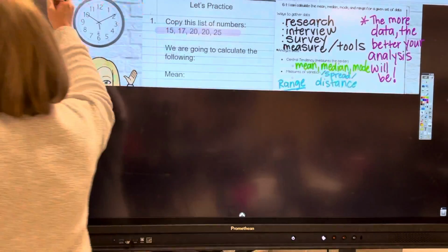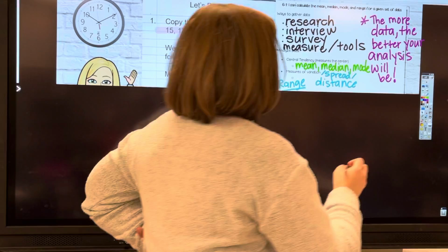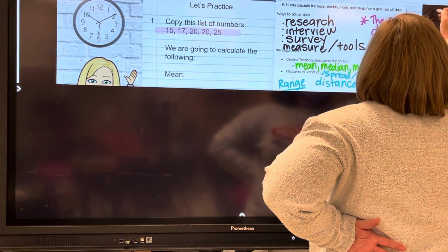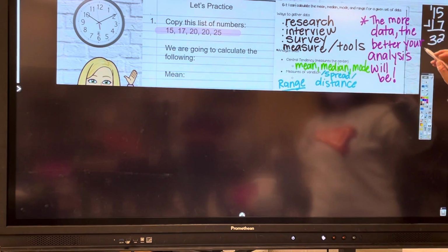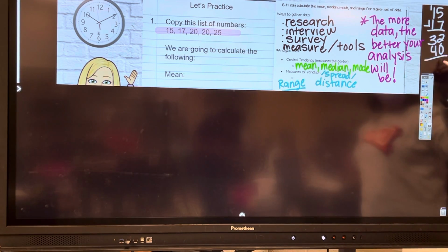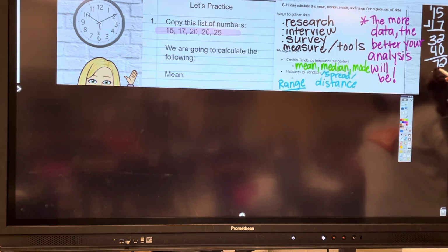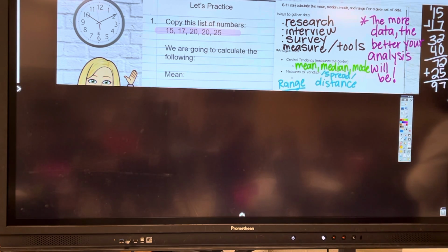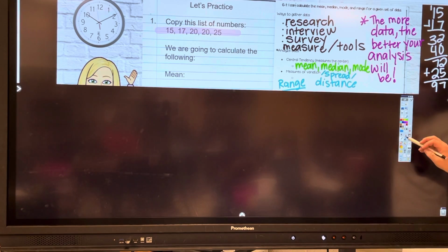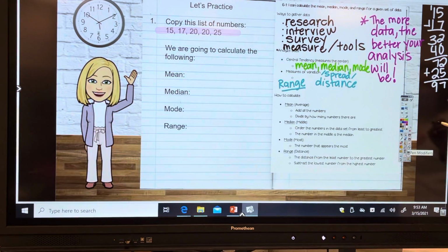All right, let's see. 15 plus 17 is 32. 20 and 20 is 40, which makes 72. Plus 25 is 97. How many people got 97? All right, when we're finding the average, or the mean, what do I do now that I've added them all together? Divide by how many numbers there are. So how many numbers do I have? 5. So 97 divided by 5. I want you to do that.